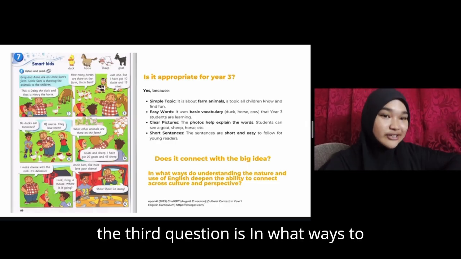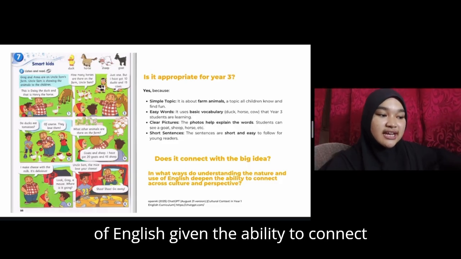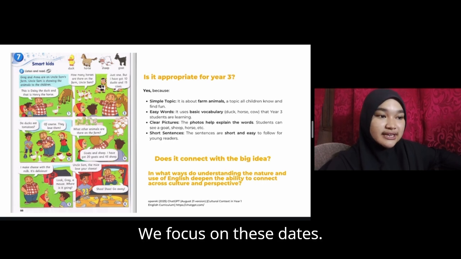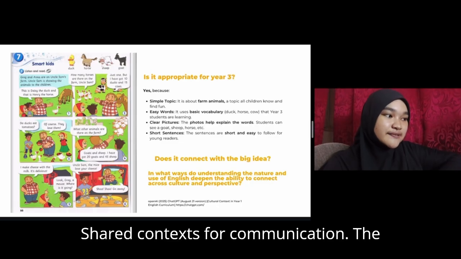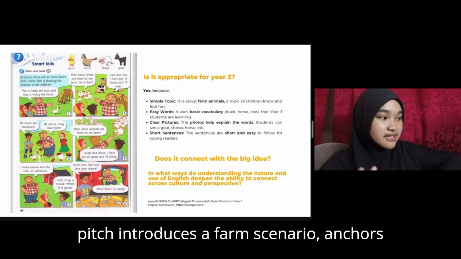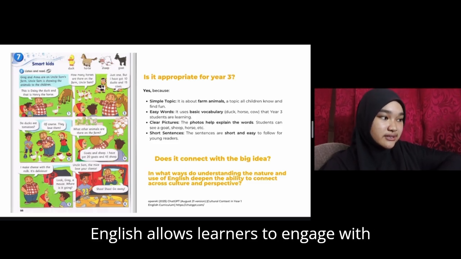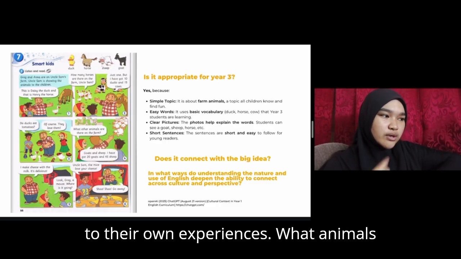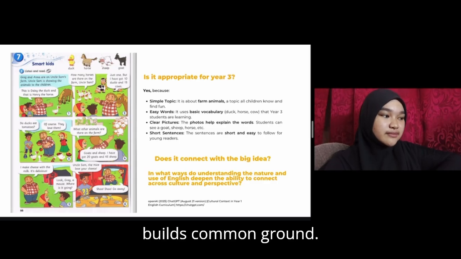So, the third question is, in what ways does understanding the nature and use of English deepen the ability to connect across culture and perspective? We focus on these dates. So, shared context for communication. The page introduces a farm scenario, Uncle Sam's farm, Daisy the duck. Understanding English allows learners to engage with this context, discuss it, and relate it to their own experiences. What animals are on farms in your culture? This builds common ground.